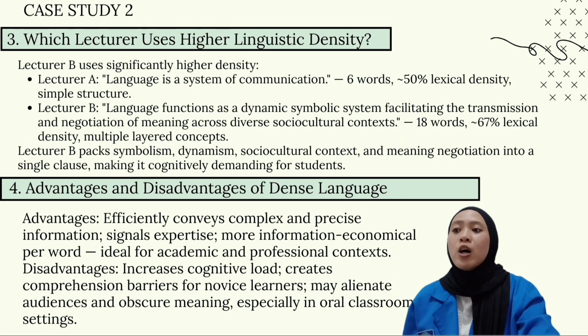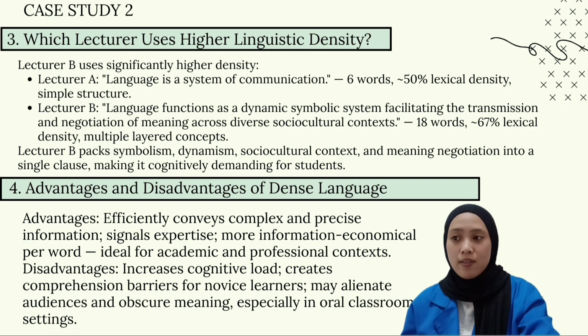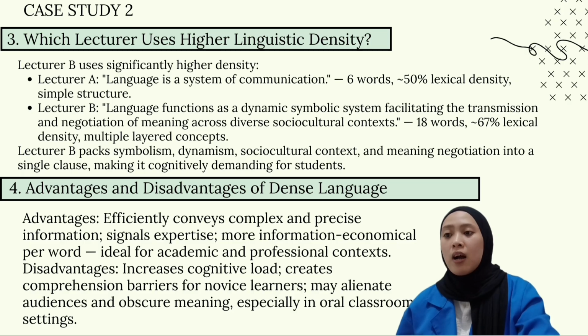And the third question is which lecturer uses higher linguistic density? Lecturer B uses a significantly higher density. First is lecturer A. Language is a system of communication. 6 words, 50% lexical density, simple structure. Lecturer B. Language functions as a dynamic symbolic system facilitating the transmission and negotiation of meaning across diverse socio-cultural contexts. 18 words, 67% lexical density, multiple layered concepts. Lecturer B packs symbolism, dynamism, socio-cultural context, and meaning negotiation into a single clause, making it cognitively demanding for students.